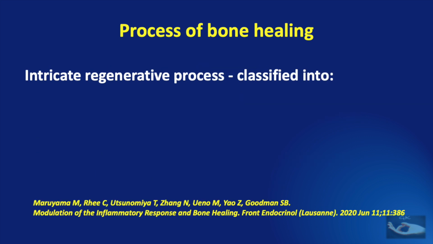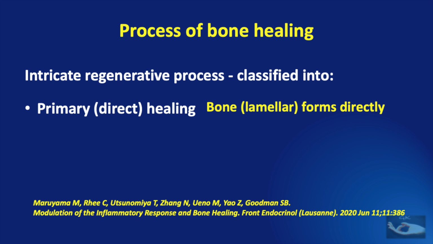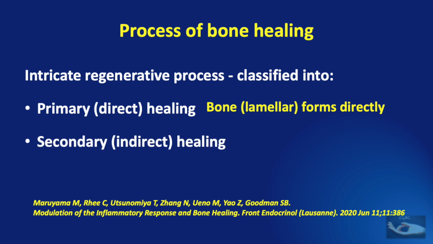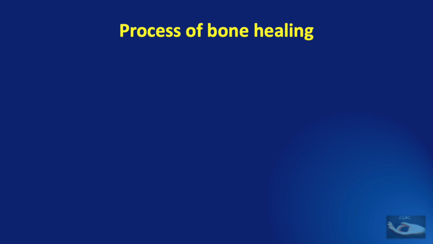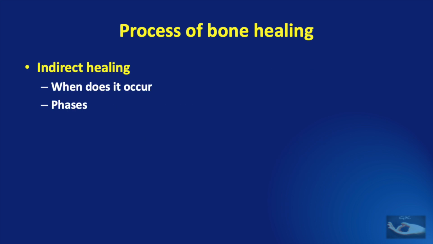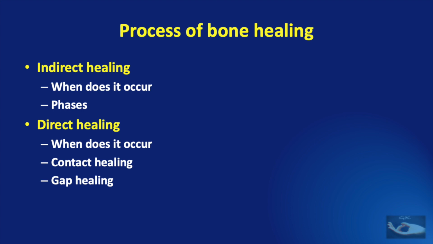This intricate regenerative process of bone healing can be classified into primary or direct healing, where lamellar bone forms directly, whereas in secondary or indirect healing, lamellar bone forms through endochondral or intramembranous ossification. To understand the processes of bone healing, we shall learn about indirect healing, when it occurs and the phases of this indirect healing, when direct healing occurs and the different types of direct healing, that is contact healing and gap healing, and finally we shall learn about the factors affecting bone healing.